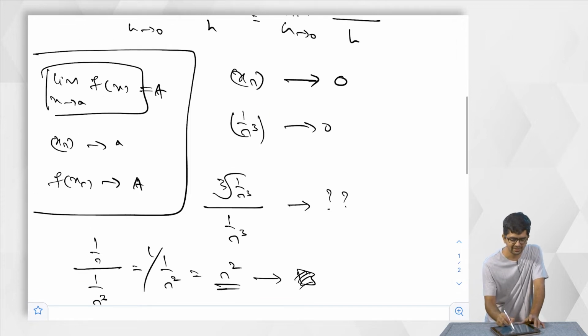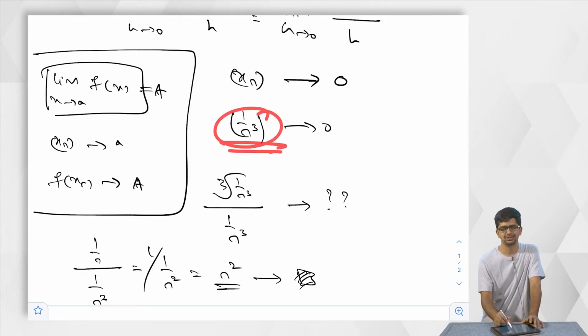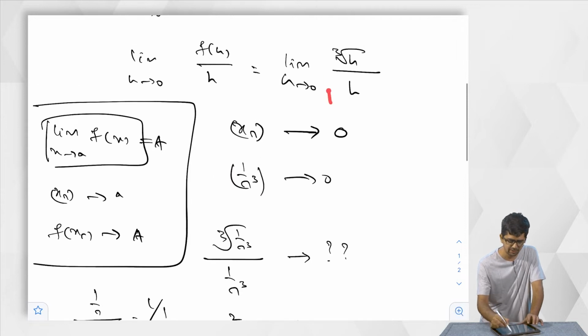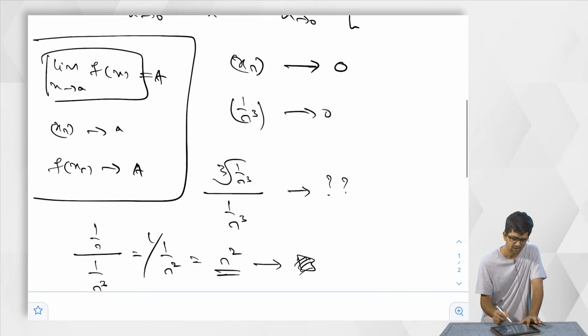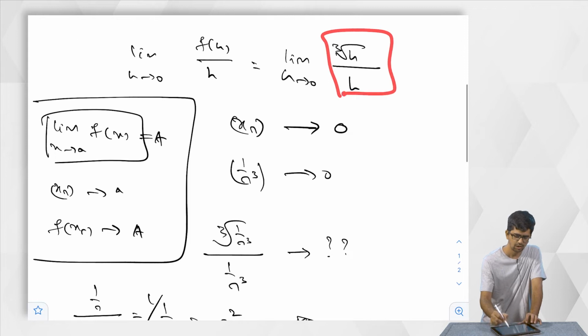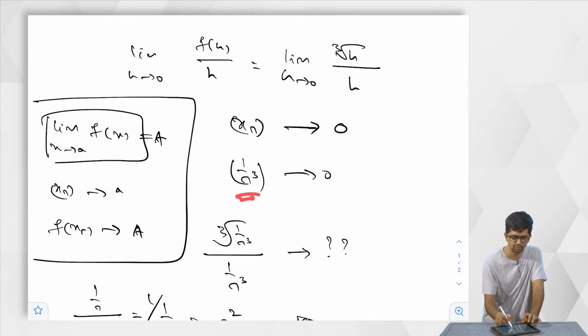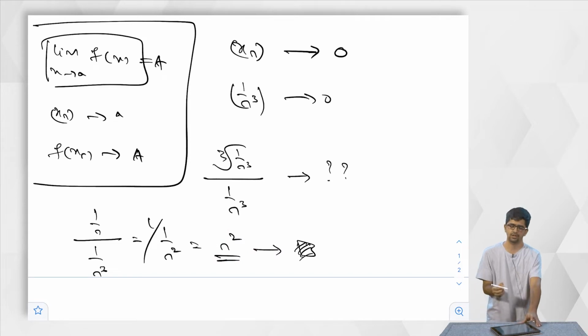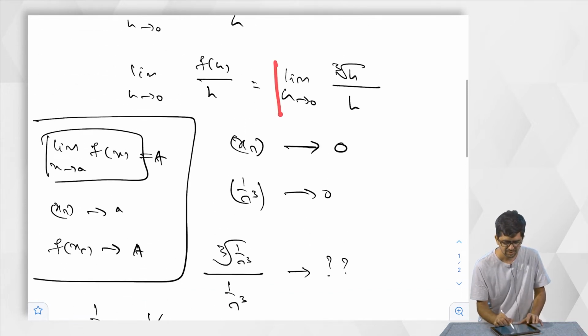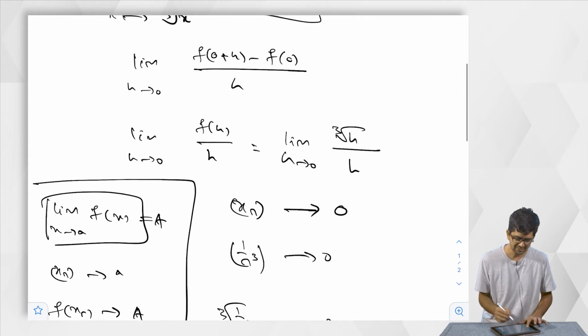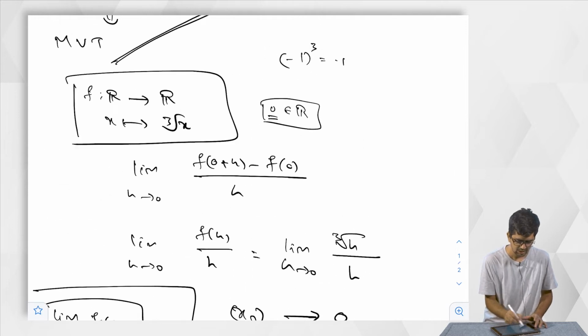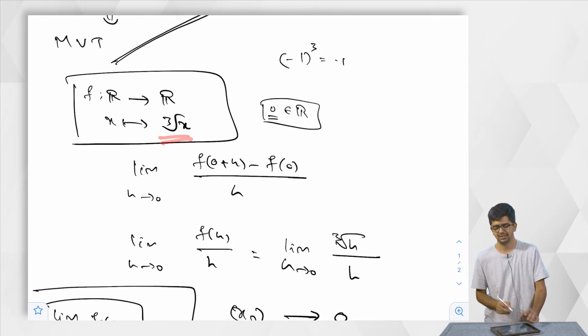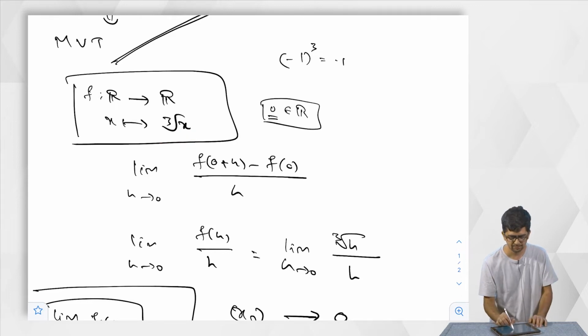If I take this sequence 1 by n cube, that goes to 0, but the corresponding image of this function, evaluated at 1 by n cube, is n square, and this sequence does not converge. Forget about converging to some place, it does not converge at all, it diverges. So, this limit does not exist. So, that says this function x goes to cube root of x is not differentiable at this point 0.